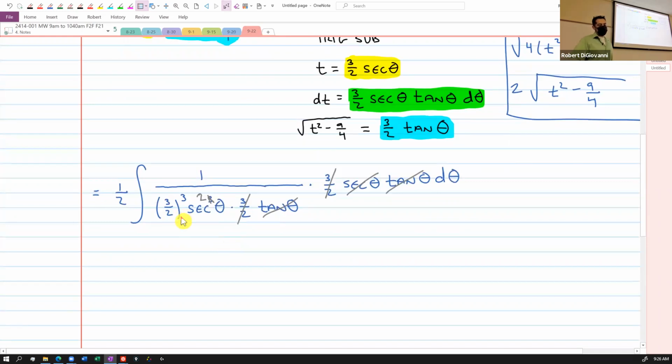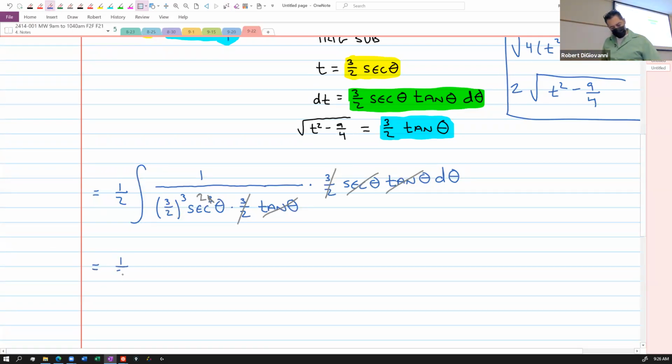Let's go ahead, since this is 3 halves cubed, let's go ahead and cube it. What would this be if we cubed it? 27 over 8, right? We cube the top, 27 over 8 on the bottom. So if you have 27 over 8 on the bottom, doesn't that turn into 8 over 27 on the top? So I can flip it back up and then pull that out. I'm just going to write it. We'll clean it up on the next step.